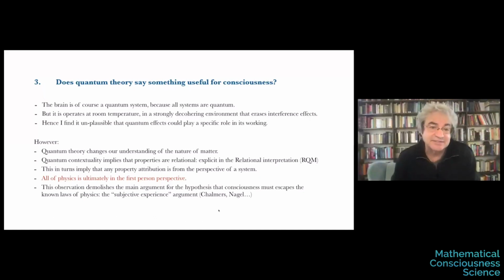In fact, the standard argument is that the brain operates at room temperature. It's an extremely strongly decoherent environment that erases interference effects. So we're deeply into the classical limit here. There's nothing quantum that you see.